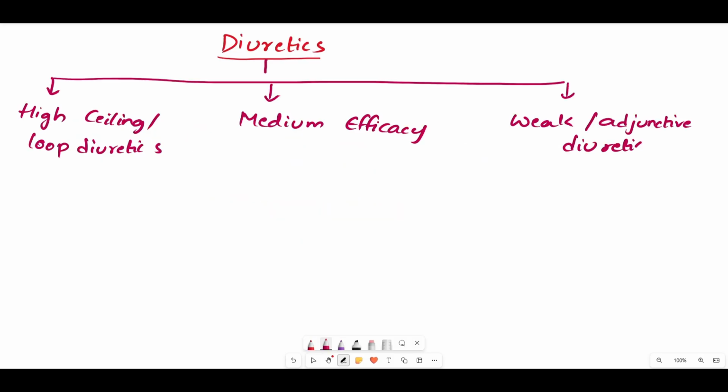In this video, we will learn diuretics and antidiuretics classification in a very easy way so you can actually remember it. Normally the diuretics are divided into three classes. One is high ceiling or loop diuretics, then medium efficacy diuretics, and weak or adjuvant diuretics. Now what does each class do?